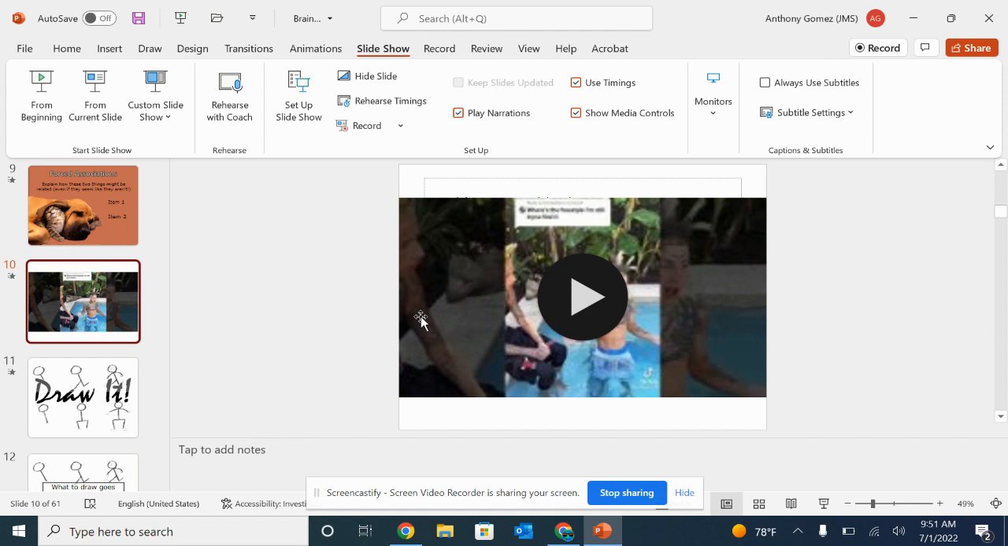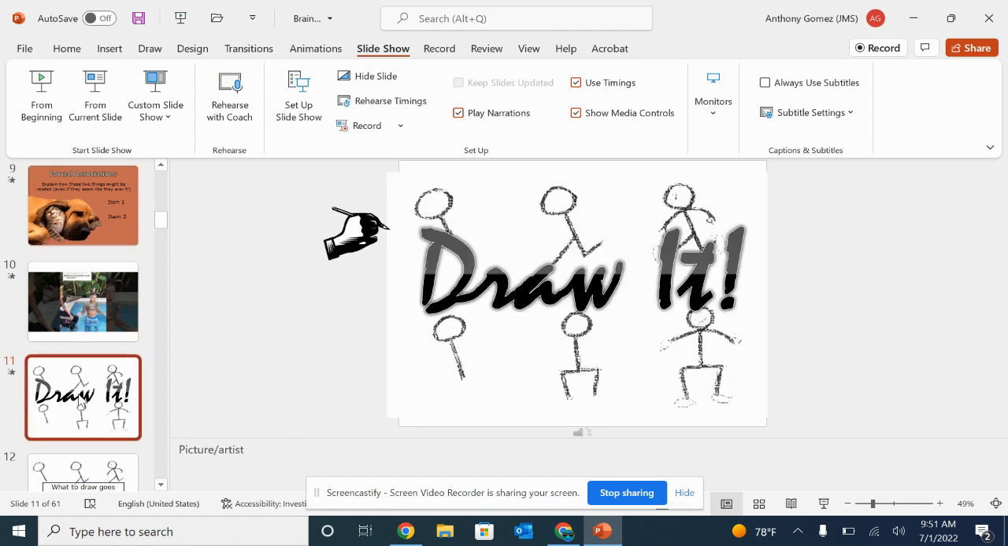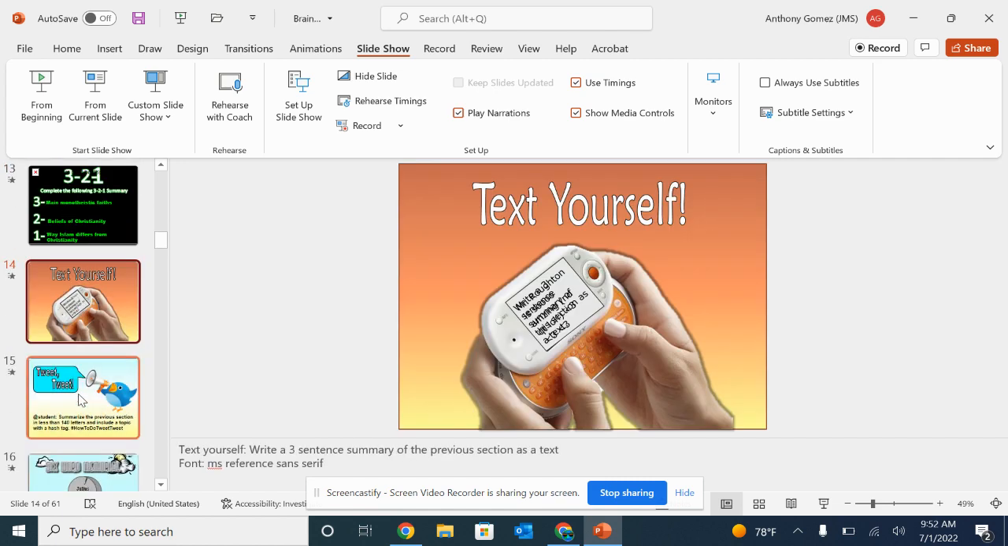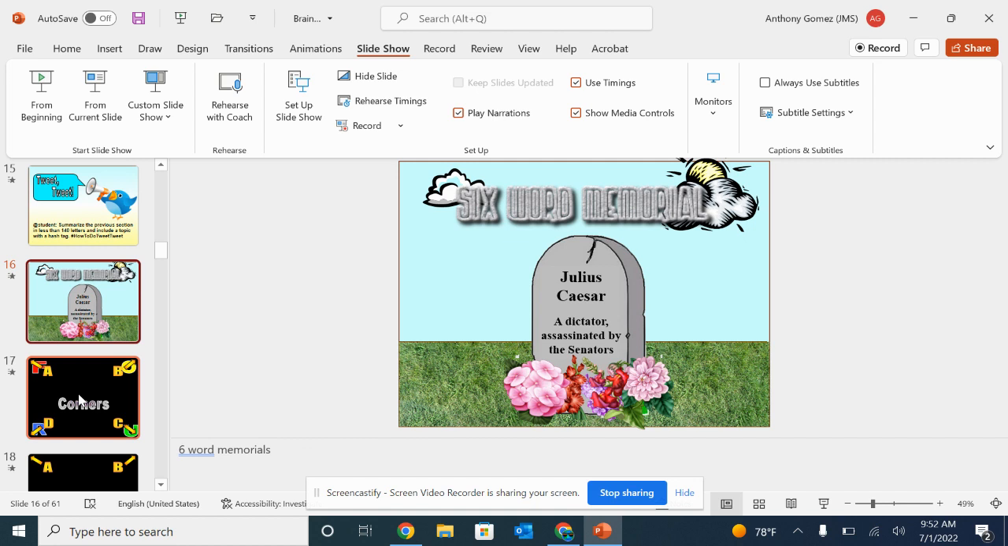Basically, all they have to do is make a weird association with some video, or it could just be an item. So what does the American Revolution have to do with the shoe? And they have to somehow figure out how those two things can be related. It can be as simple as draw a picture. We're learning about cathedrals, draw a picture of a cathedral. Or do a tweet about the previous thing that we were talking about. If you're learning about a person, at the end you can have them do a 6 word memorial on how that person should be remembered.